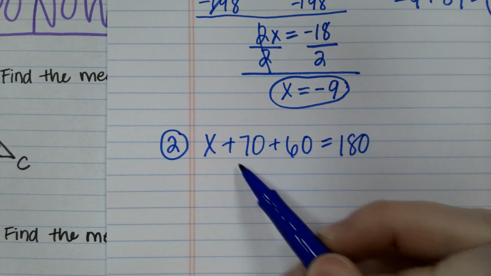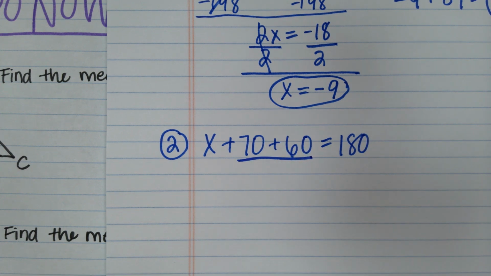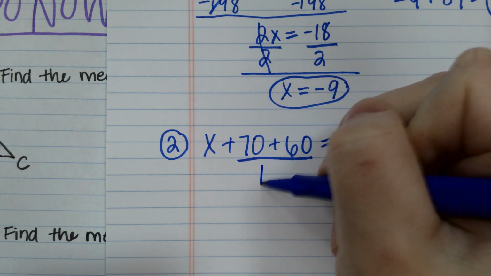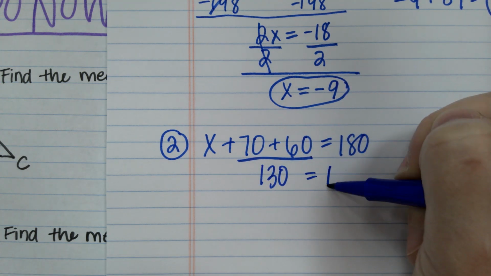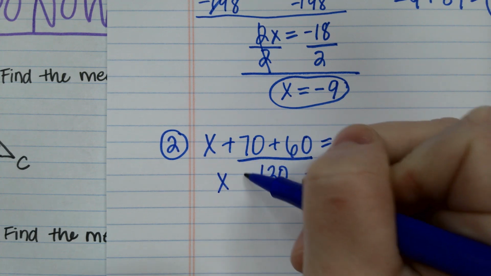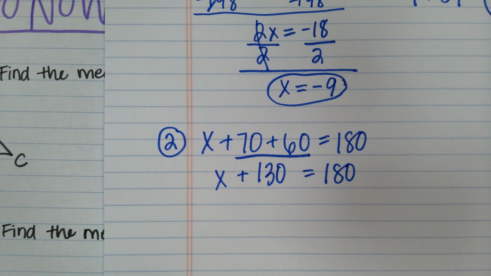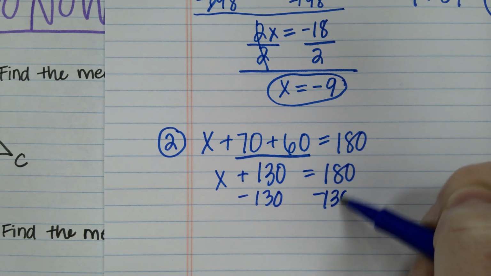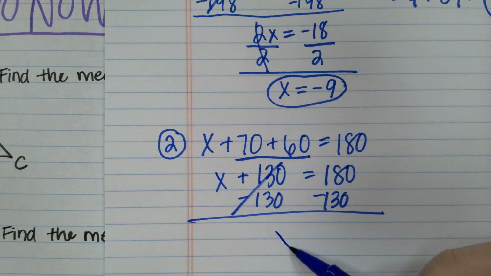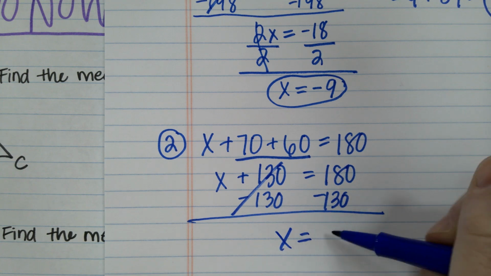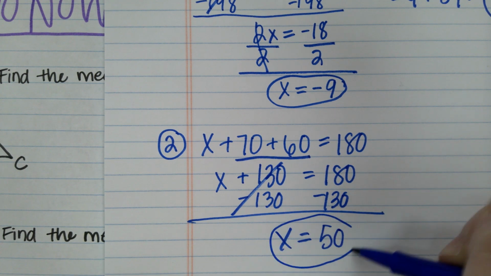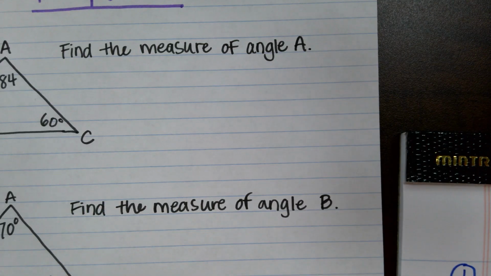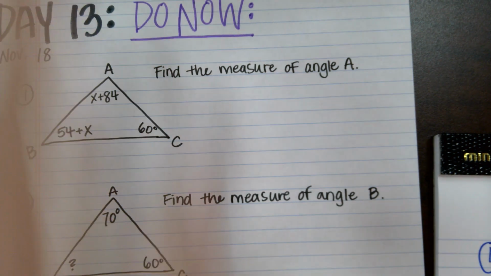Combine like terms. Yes, 70 and 60. What's that give us? 130. Okay, that's what I thought. Yes, thank you. Okay, and what'd you do next? I subtracted 130. Perfect. And you get x equals, what'd you get? 50. Perfect. Okay, so you got that down. That is wonderful.